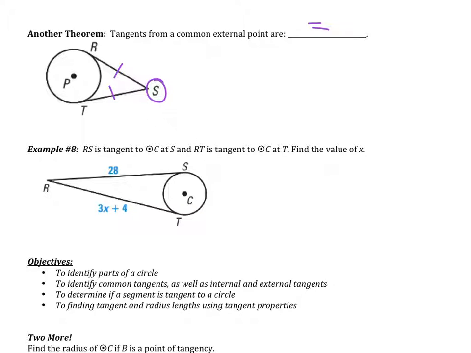So when you do example number 8 and you want to solve for x, ideas? Just set them equal to each other. 3x plus 4 is equal to 28. Subtract, divide, and you got your answer. All right. Okay?